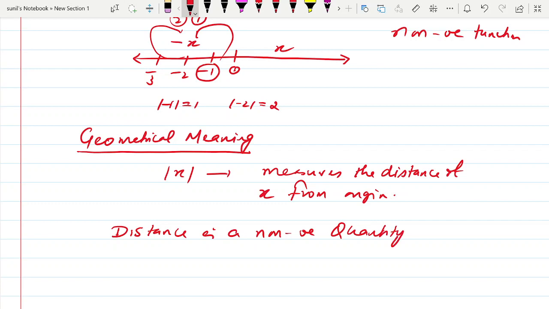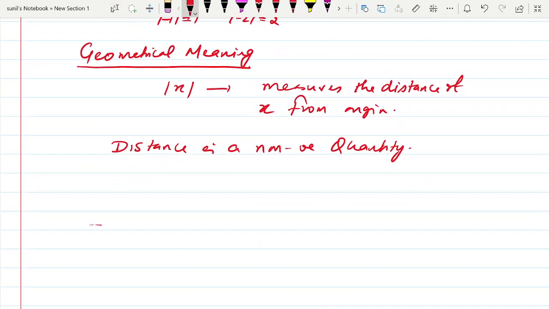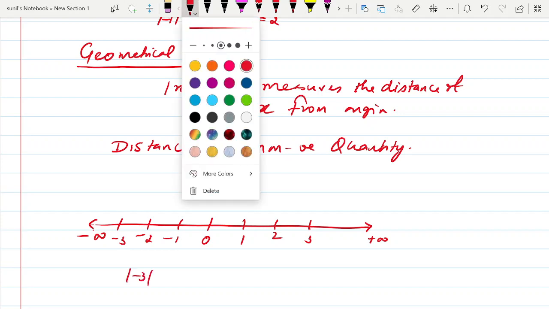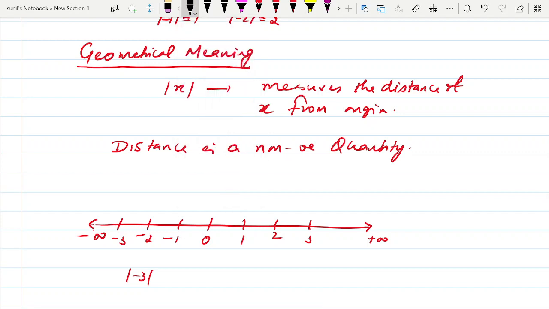See, if I draw the number line which extends in both directions, minus infinity to plus infinity. Here is 0, 1, 2, 3, like this, and minus 1, minus 2, minus 3. Suppose I am finding modulus of minus 3. I will mark this number on the number line and start measuring the distance. 1 unit, 2 unit, 3 unit. That is 3 unit from the origin.